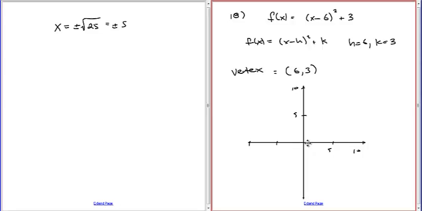So the vertex is at (6, 3), which is about right here. So I go over to 5, a little more, 6, up 3, which is not quite 5. So that's the vertex.